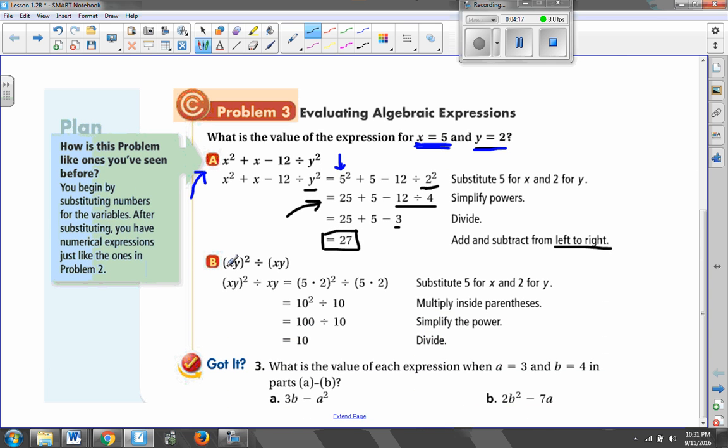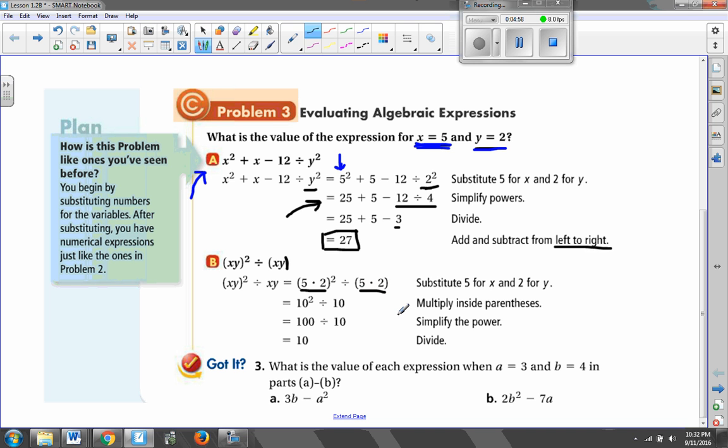Here, they have x times y. Remember when two letters or a letter and a number are right next to each other, we know that's multiplying. So x and y here are being multiplied together. So here they're going to do x times y. They want to square that and then divide by x times y again. So x times y squared divided by x times y. Notice here we have two sets of parentheses around our x, y's. So even after we replace the letters with their numbers, so instead of x times y we say 5 times 2, instead of x times y we again say 5 times 2, notice the parentheses are still there.